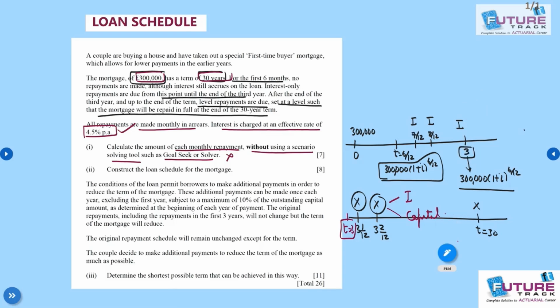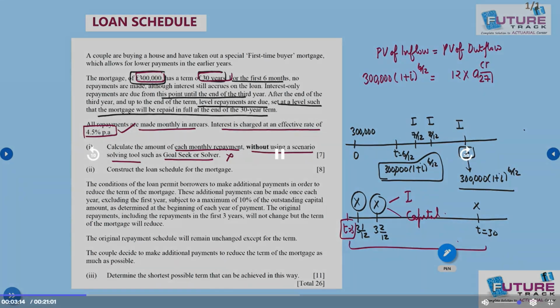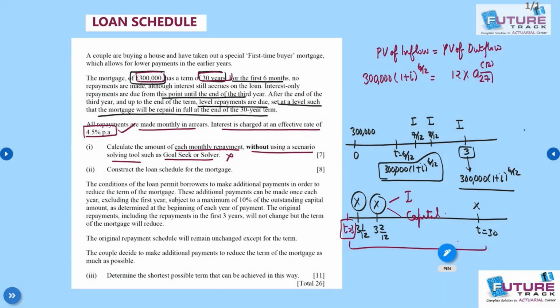So class, if we talk about the formula, present value of inflow is equal to present value of outflow, which we have learned in our paper A. So class, my outflow is what, 3 lakh. Sorry, my inflow with interest becomes this, and class, this is equivalent to what? We are making an installment for 12 years, monthly payment for 27 years, right? This is my formula.